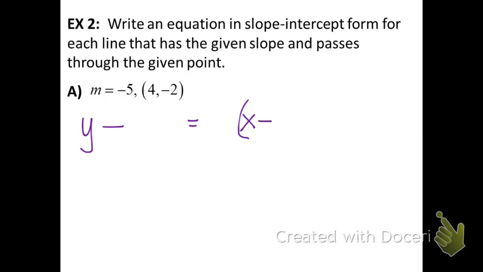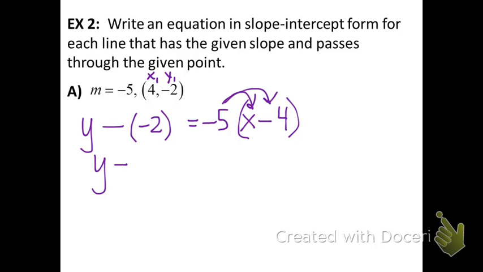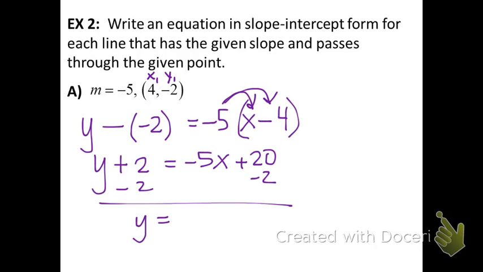So it does read y minus y1. Our y1 is that negative 2, so it's minus a negative 2. Our slope is negative 5. And then x minus x1, which is 4. From here you have two steps. You have to distribute your slope through, and I'm going to go ahead and change this to a plus 2 because we have two negatives. And we get negative 5x, and then negative 5 times negative 4 is positive 20. From here we subtract 2. That's your last step, and you get negative 5x plus 18.